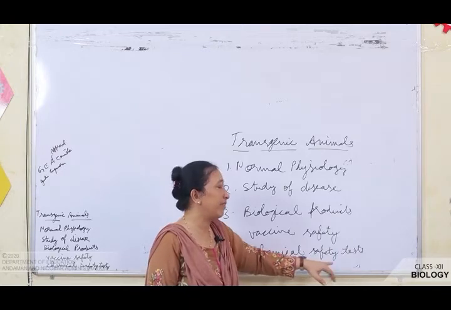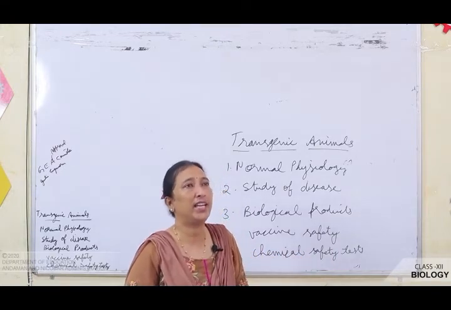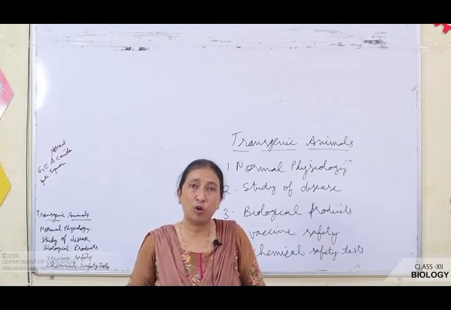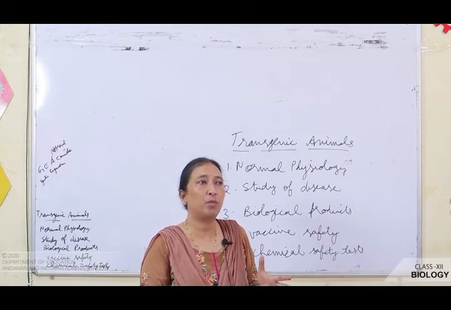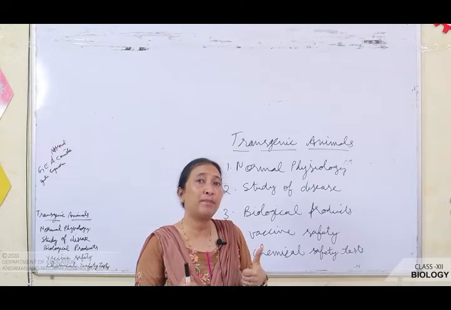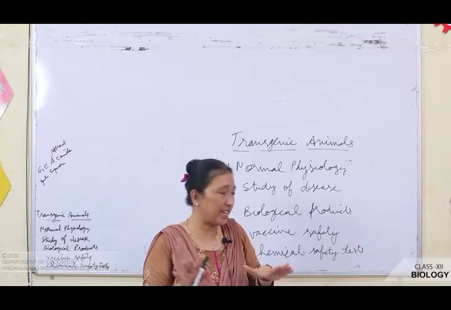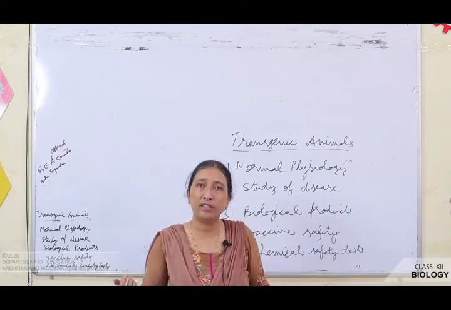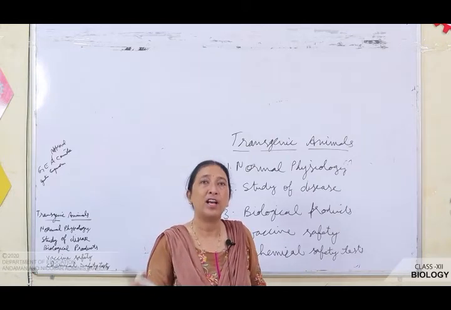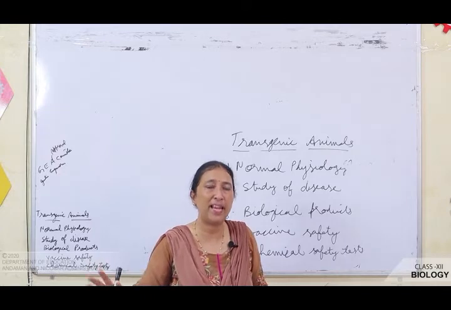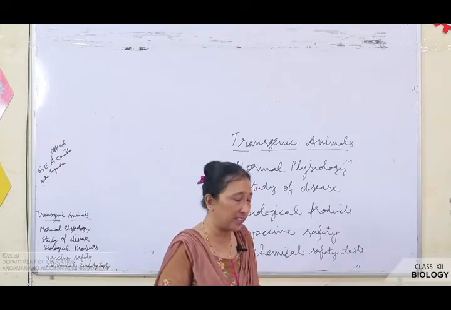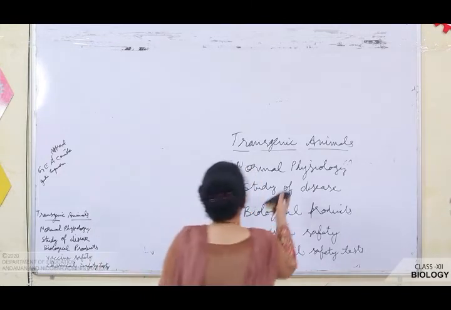Last, chemical safety tests. Now we are also seeing that various trials are being done for the COVID vaccine. First it is done on animals, and if the animals give a thumbs up, meaning they are fine with the vaccine, then it is tested on humans. It is done on animals first, and only then are humans exposed to such vaccines.